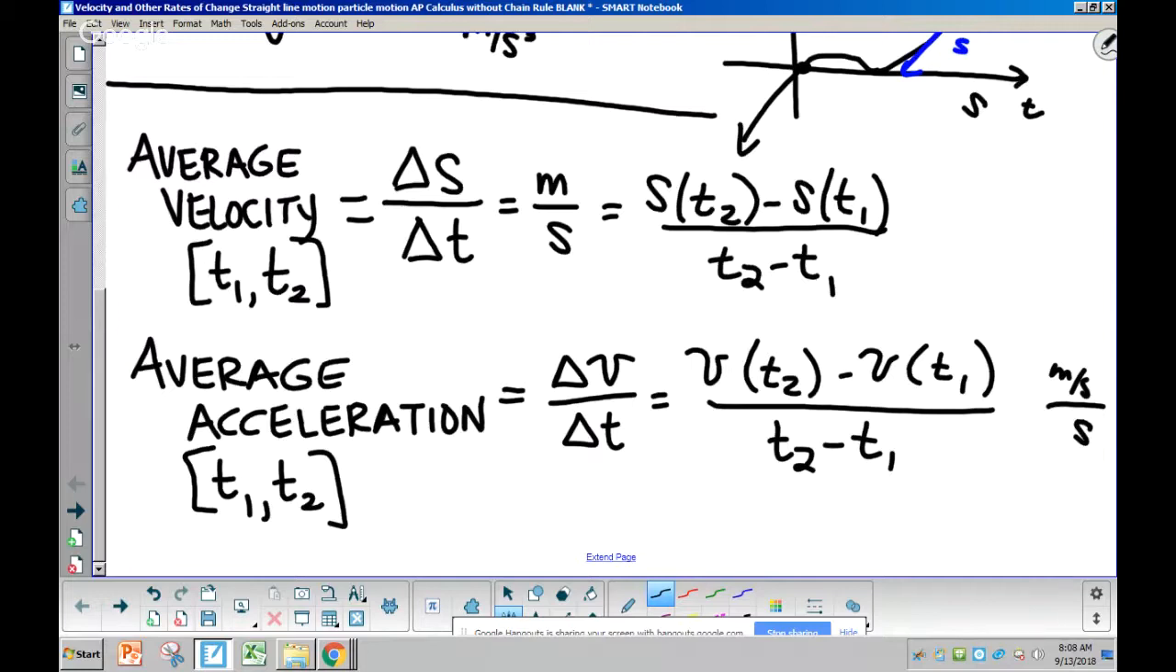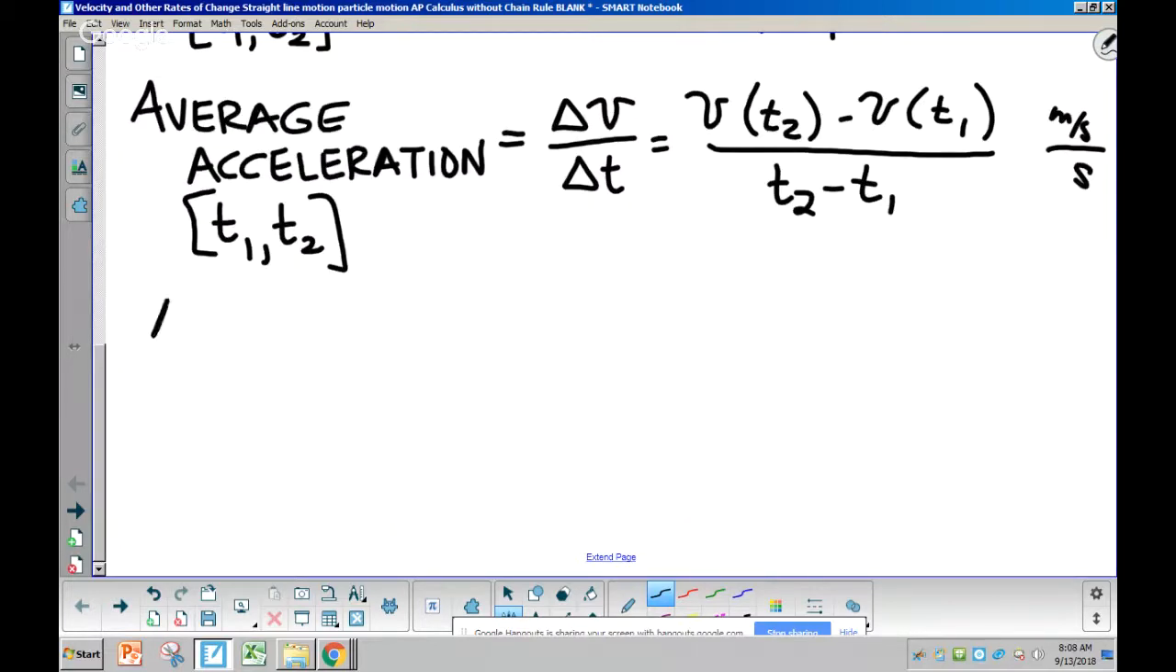And then the last one's going to be average jerk. And if you're going to talk about jerk, you may as well not be average about it, right? I'm kidding.